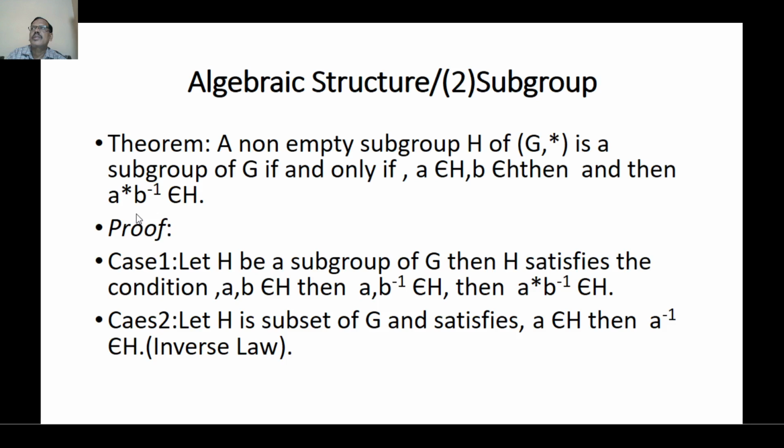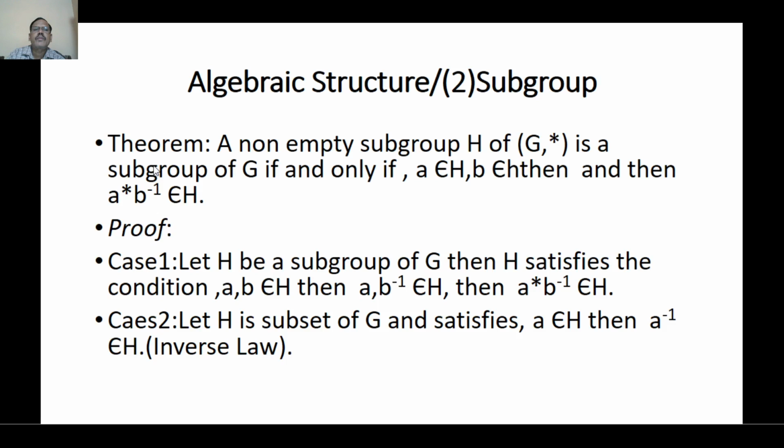So this property is equivalent to the four properties, that is closure, associative, identity and inverse property. Or rather three properties: closure, identity and inverse, because associativity is satisfied already in G and hence it is satisfied in H. So we have to show closure, identity and inverse property from this property.